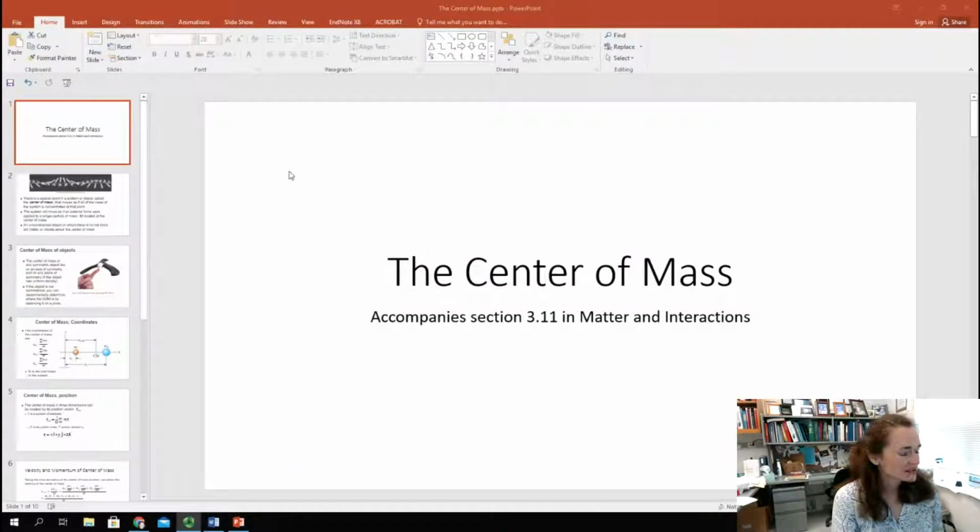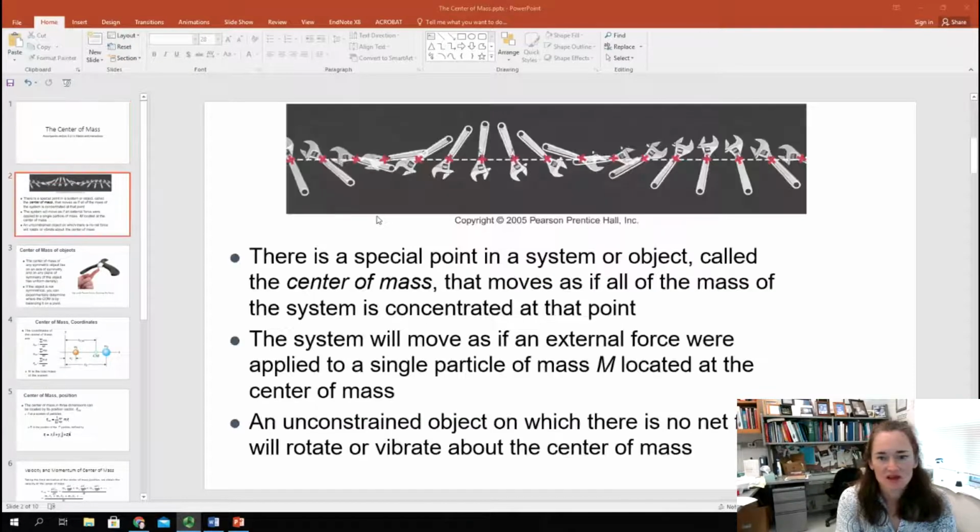Hi everybody. So today I want to talk to you about the center of mass of a system, and this accompanies section 3.11 in Matter and Interactions. So first of all, there's a special point in a system or object, any system or object, and it's called the center of mass. And you can model the motion of the object about the center of mass.